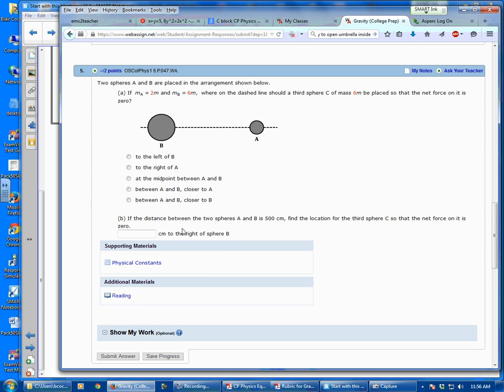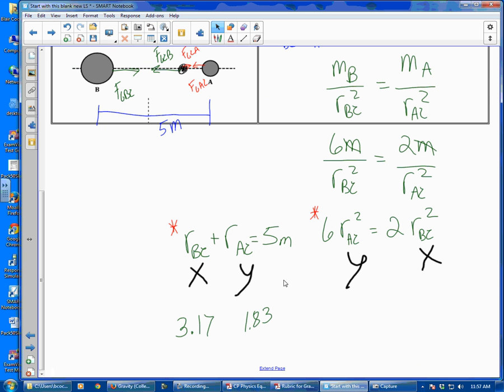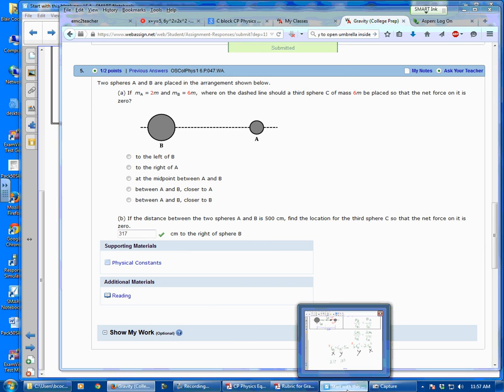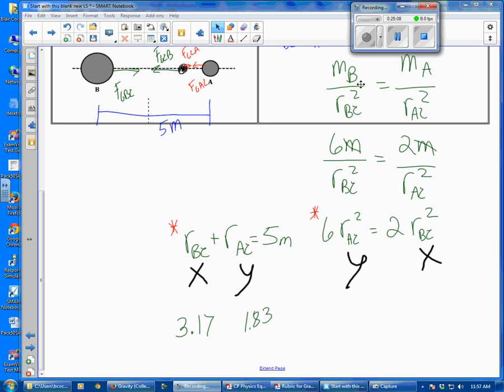What is the net force on it? 9 centimeters to the right of sphere B, so that would be RBC. I have it in meters, so in centimeters it's going to be 317, because they want it in centimeters. Did mine work? The math is correct. Let me come around and check yours as needed.